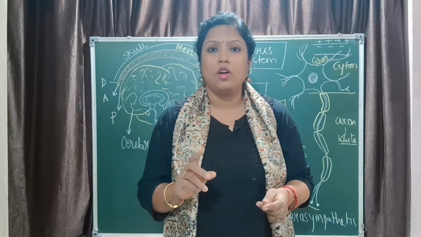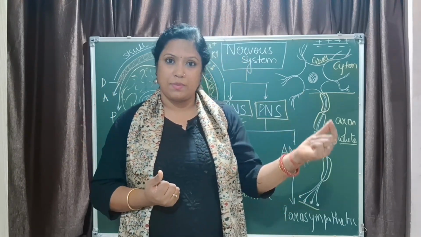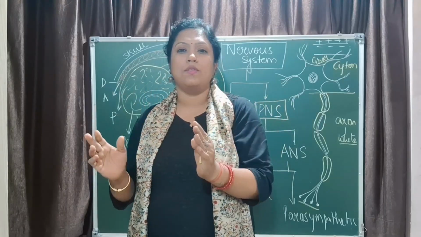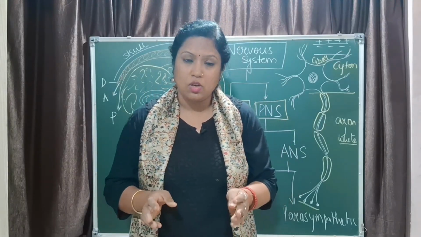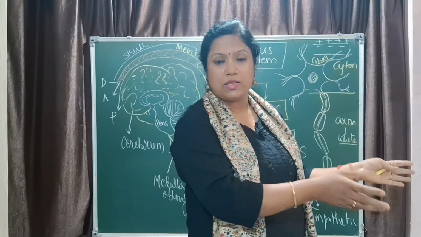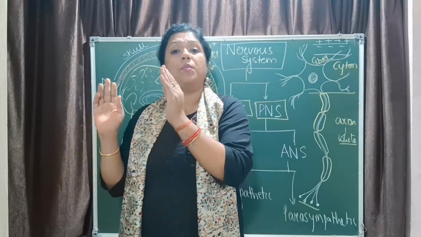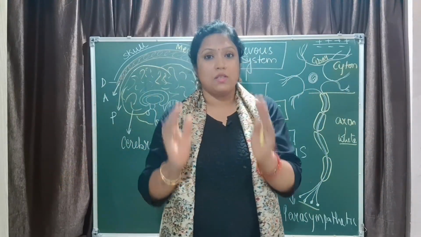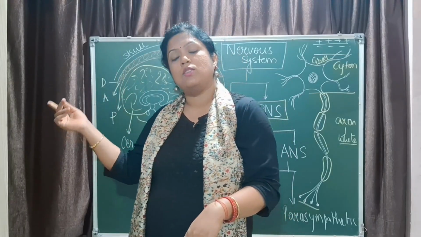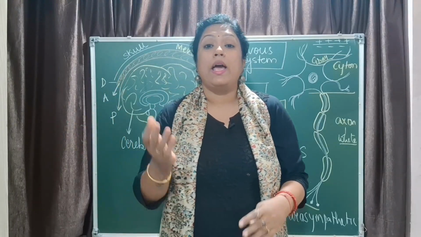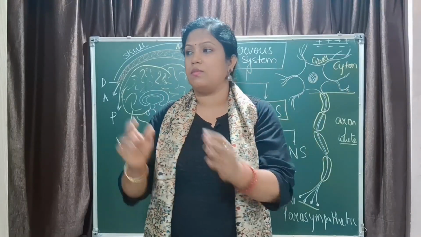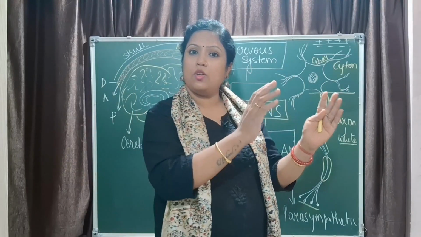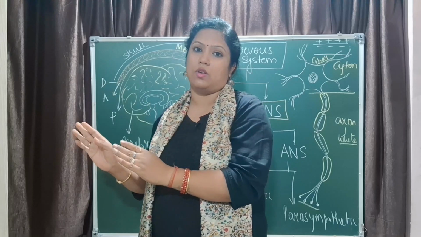The sensory neuron receives the stimulus from the receptor and passes it to the central nervous system. The central nervous system has an interneuron or association neuron, which passes the information from the sensory neuron to the motor neuron. The motor neuron takes the impulse from the central nervous system to the muscles or the glands, which are effectors, and brings response. So stimulus, central nervous system, response. Sensory neuron, interneuron, motor neuron.